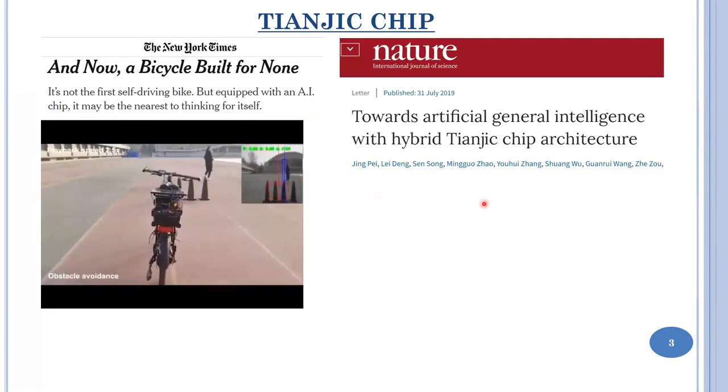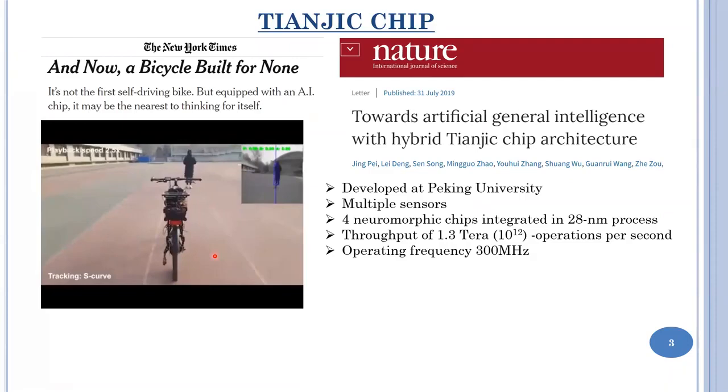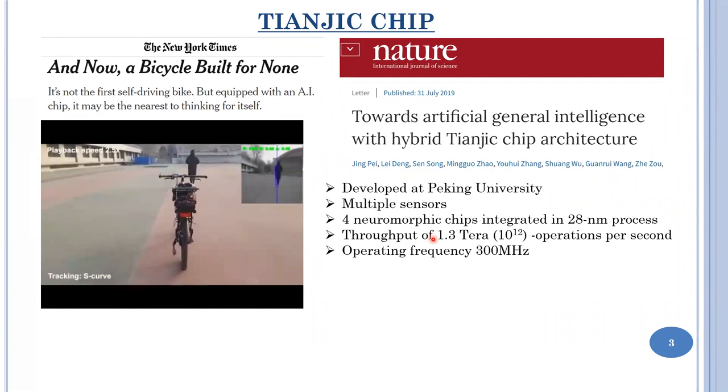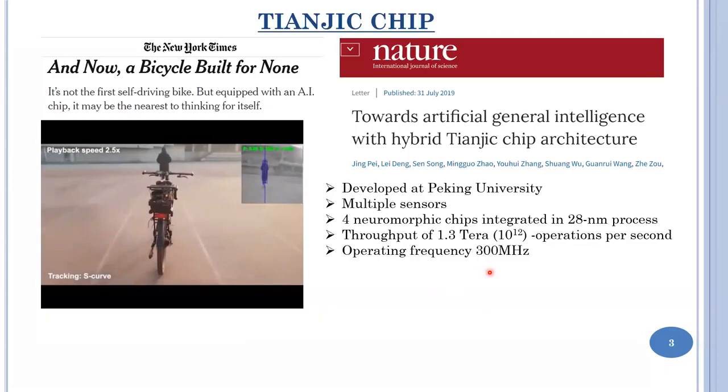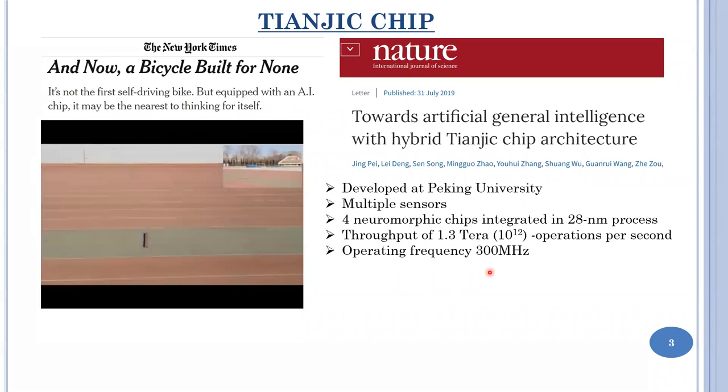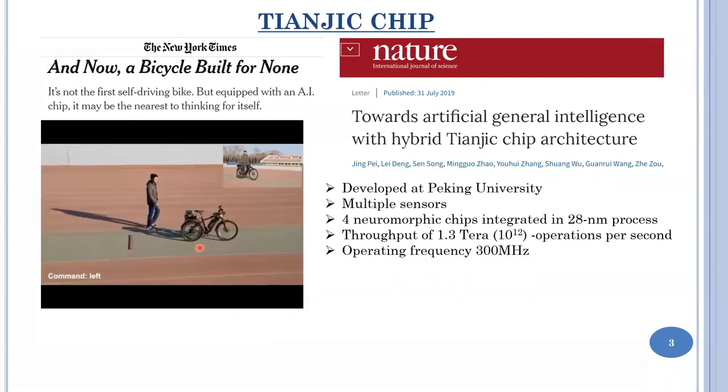It contains several sensors, and there are four neuromorphic chips integrated on this bicycle in a 28 nanometer process. The throughput is very high, about 1.3 tera operations per second. However, its operating frequency is only 300 megahertz. Your GPUs, TPUs, and modern CPUs have frequencies greater than 3 gigahertz, at least more than 3.6 gigahertz to be precise. However, the operating frequency of this chip was only 300 megahertz, and despite this, you can see that it is performing perfectly fine.